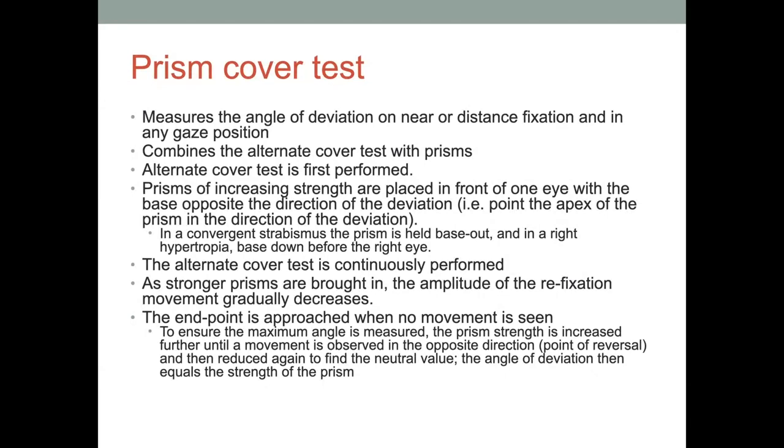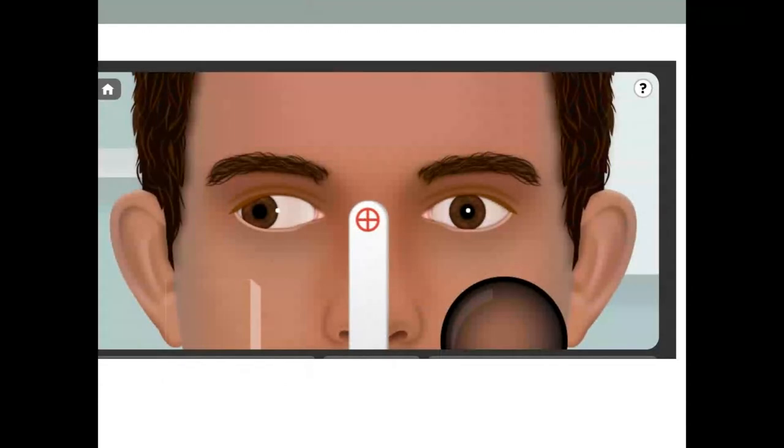First you're going to do the alternate cover test, and then you're going to bring in prisms of increasing strength in front of one eye with the base, well, we say the pointy part or the apex of the prism in the direction of the deviation. So you perform the alternate cover test continuously, and then you bring in stronger prisms. As stronger prisms are brought in, the amplitude of the refixation movement gradually decreases until no movement is seen, and that's your endpoint. Let's just have a look at how this is done.